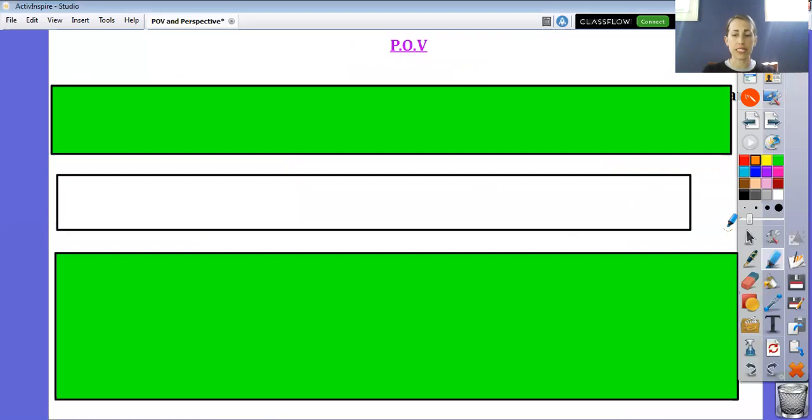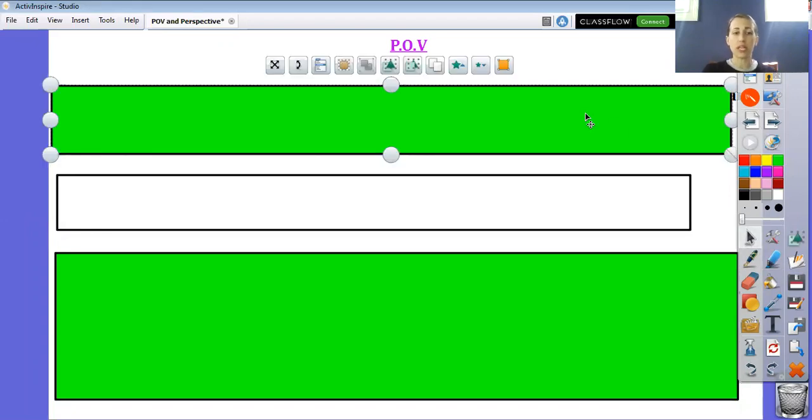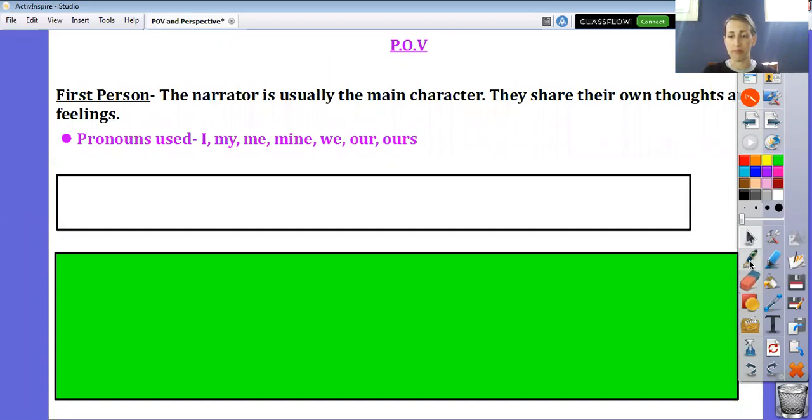So if we look at our next slide, there are multiple types of point of view, and some of you will have these notes in your ELA journals if you have those at home. The first type of point of view is first person.